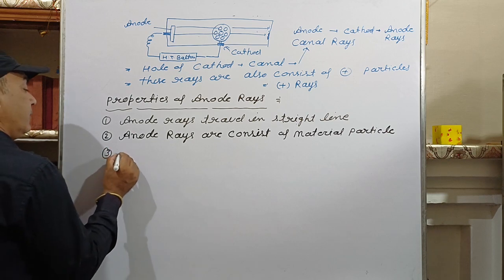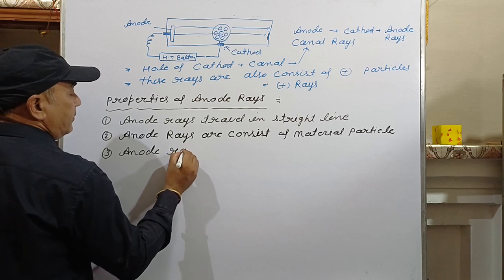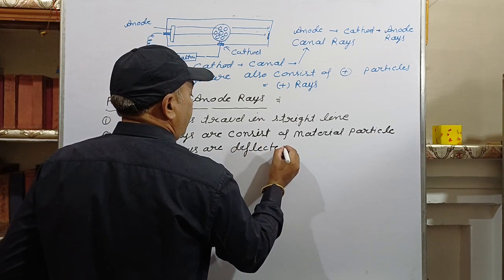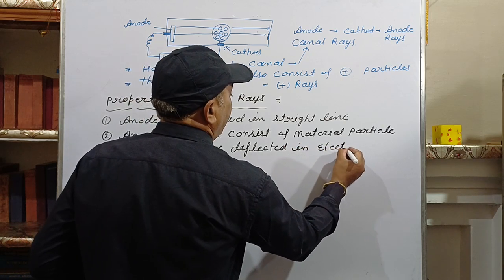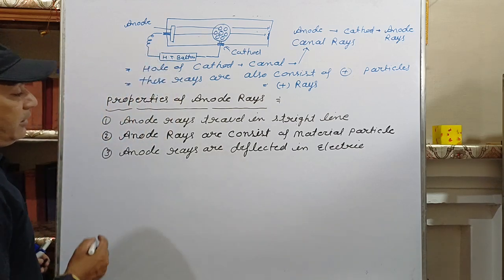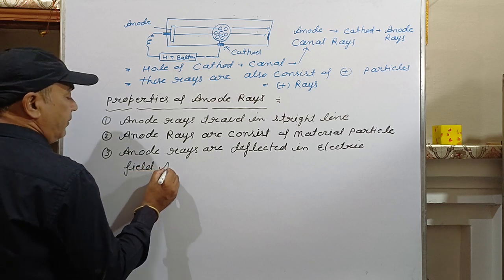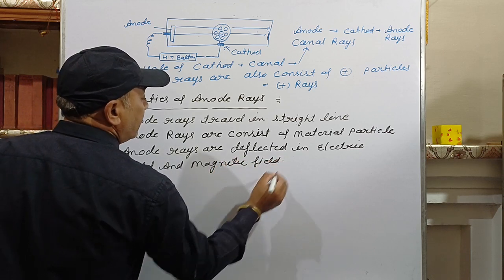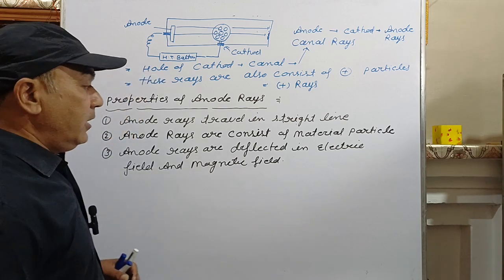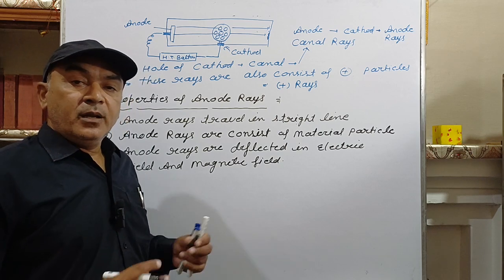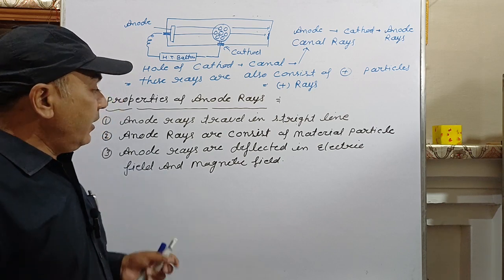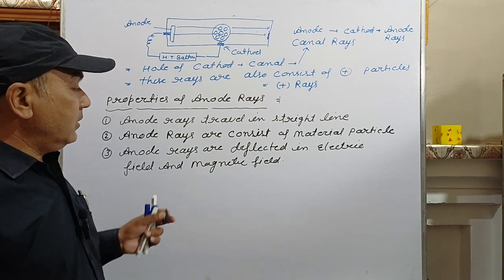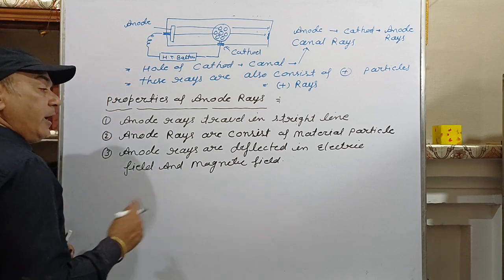And the third property: anode rays are deflected in electric field and magnetic field like cathode rays. But the direction of deflection is quite different from the deflection of cathode rays. If cathode rays bend towards the positive terminal of the plate, then anode rays bend towards the negative terminal of the plate.